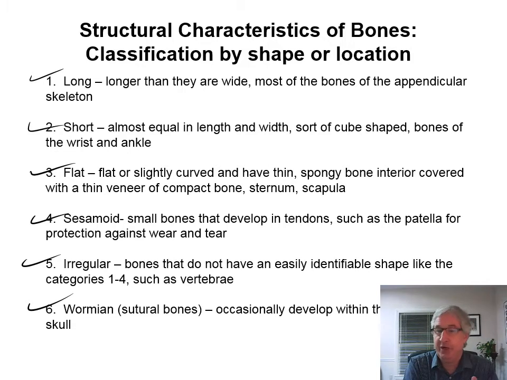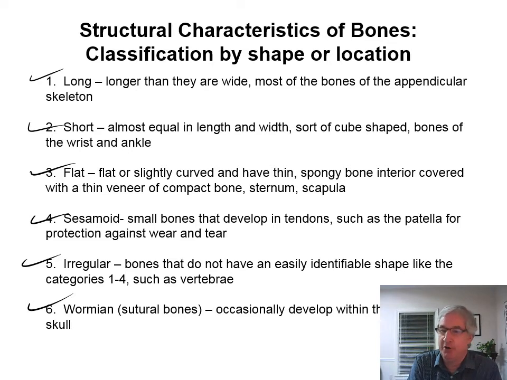They're sort of cube-shaped, maybe a flattened cube. Bones of the wrist and ankle are short bones. Flat bones are flat, maybe curved. They have a thin, spongy bone interior covered with a thin veneer of compact bone. You have the sternum, the scapula, or shoulder blades, as flat bones. We'll look at the sternum here in a little bit.